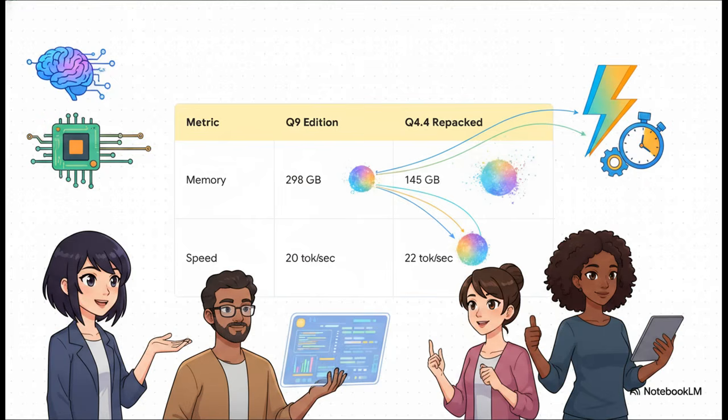The actual performance data is honestly incredible. The efficiency gains are massive. The repacked version uses under half the memory, only 145 gigabytes compared to a whopping 298 gigabytes for the Q9. And get this, it actually slightly beats the massive Q9 model in generation speed, pumping out 22 tokens per second versus 20. If you're a developer building a local workbench, that memory to quality ratio is an absolute game changer.